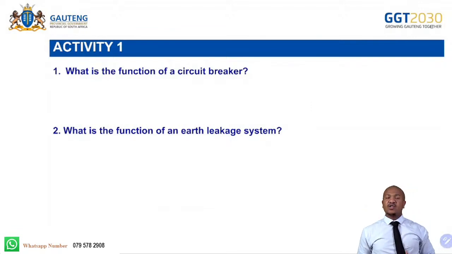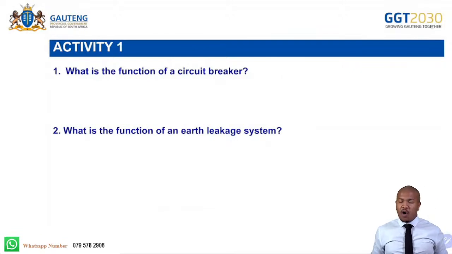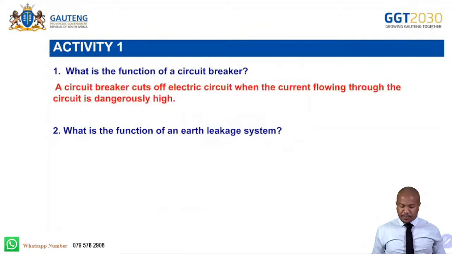Right. Now let's look at the solutions. Number 1. What is the function of a circuit breaker? The function of a circuit breaker is to cut off electric current when the current flowing through it is dangerously high. So a circuit breaker cuts off the electric circuit when the current flowing through the circuit is dangerously high. Are we together? Don't forget to mark your work.